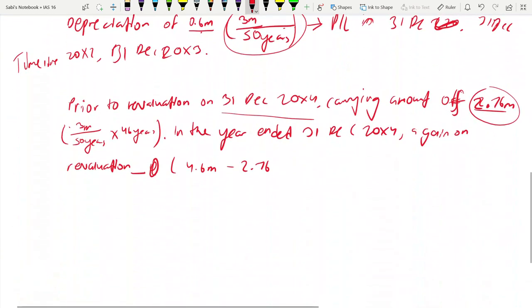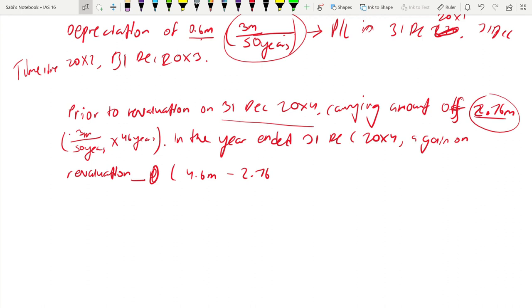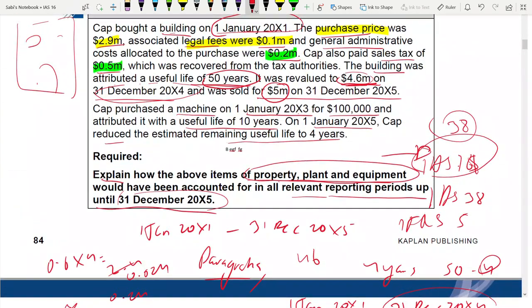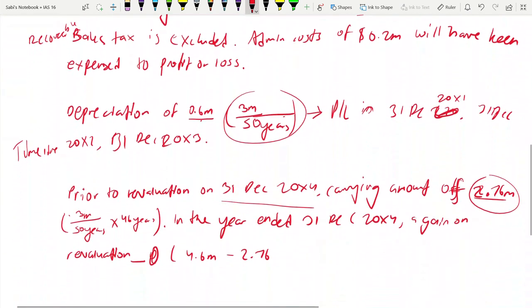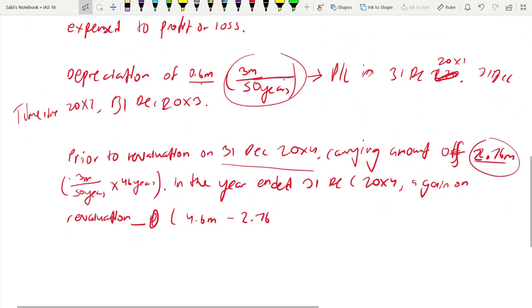That means how much it has increased. We have not still dealt with the sale. It has been sold at 5 million at which date? 31st December 2005, we still have not reached that stage. That's the last year. We just want to know from the carrying amount how much it revalued. So it increased to 4.6. That means you can understand this is an increase. This revaluation increased the value of the asset, because it's higher than 2.76. That's why it's a gain on revaluation, not a loss. 1.84 million.